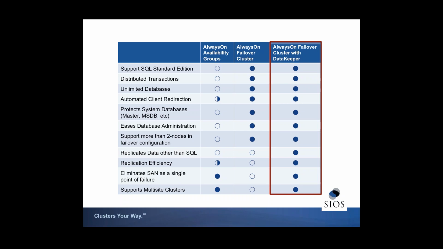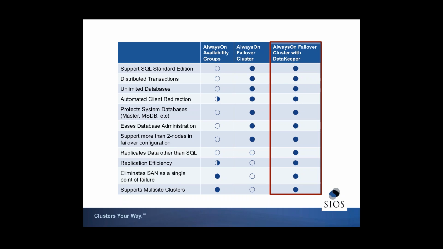availability groups is an Enterprise Edition only feature. Availability groups does not replicate your system databases. Availability groups is not compatible with distributed transactions. And also, availability groups only replicate user-defined databases. So if there's data that lives on the file system outside the database, that's not going to get replicated as well.